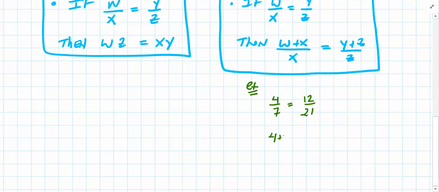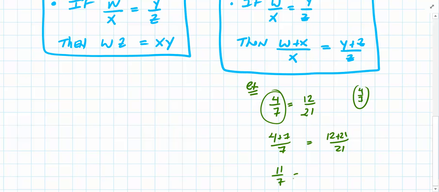Now, is it still true if we did this? 4 plus 7 over 7. Is that the same thing as 12 plus 21 over 21? Now remember, our ratio was 4 to 7. So 4 plus 7 over 7, what do we get? 11 over 7. And 12 plus 21 over 21, what do we get? 33 over 21. Oh, I see, you multiply by 3.